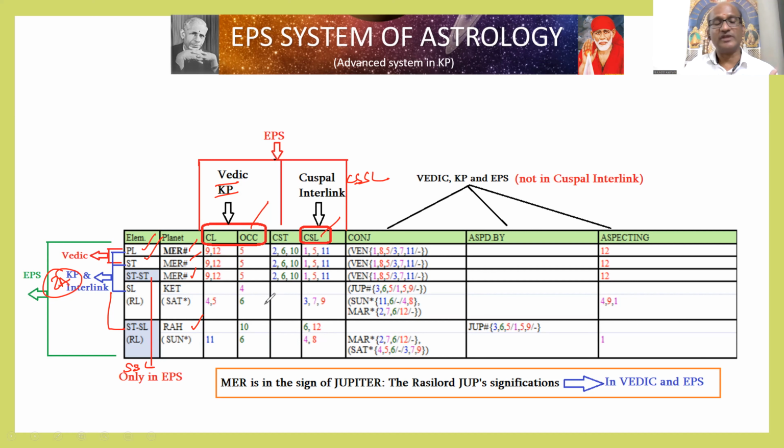One more thing: you know that in the case of Rahu and Ketu in KP, when we take Ketu, we also consider the significance of the Rasi Lord Saturn, right? But in EPS, when we take Ketu, we take the Rasi Lord Saturn, and when we take Saturn, we also consider the node which is occupying the sign of Saturn as a secondary signification.